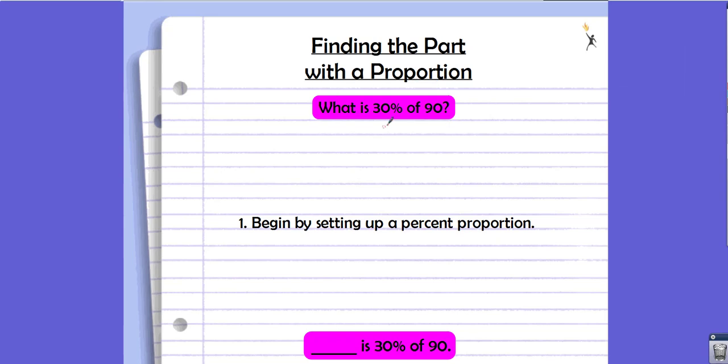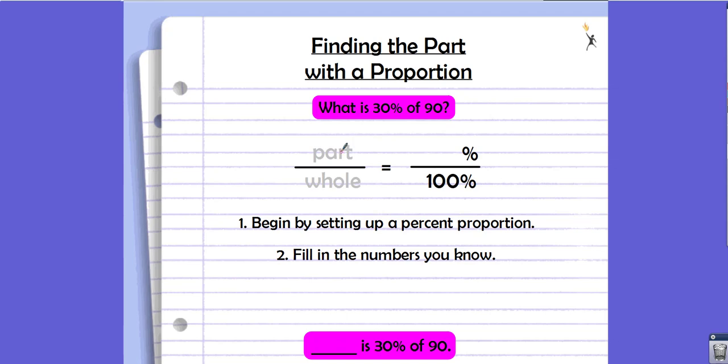So again, what is 30% of 90? 90 is going to be our whole. So we're going to begin by setting up a percent proportion. I know that I have my part and my whole, the percent out of 100. We're going to fill in the numbers we know, just like we did for the other video. So I know 30%. Since that is a percent, I'm going to put it on top of 100. And I know that 90 is your whole amount, which is why it's our denominator.